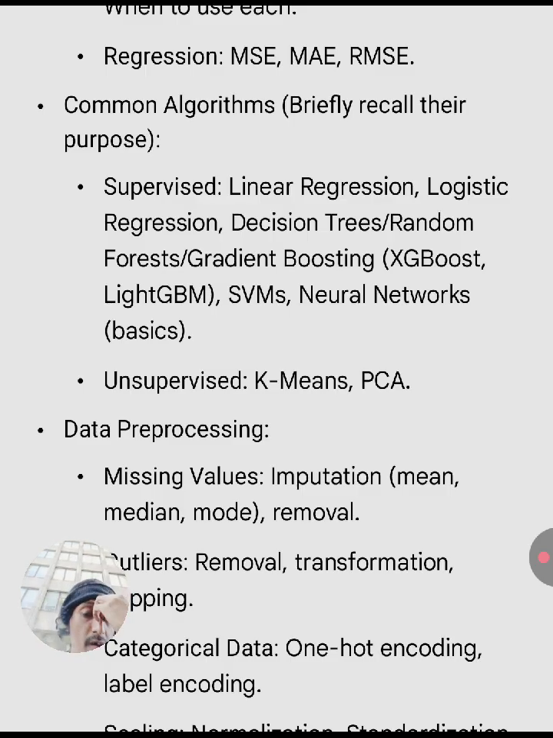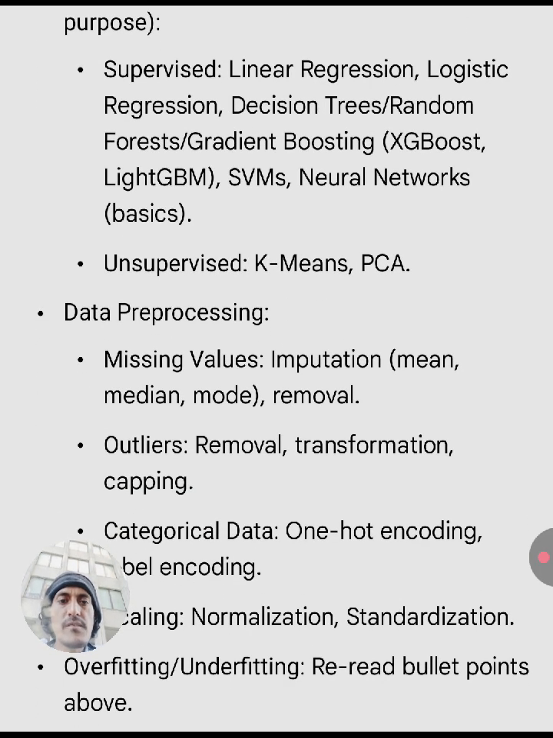There is lots of stuff, we have to catch up within the time frame, so no time to go deep into any of them, but we need to touch on the core concepts. So support vector machines and neural network basics. Then we have unsupervised, for instance, k-means and principal component analysis.